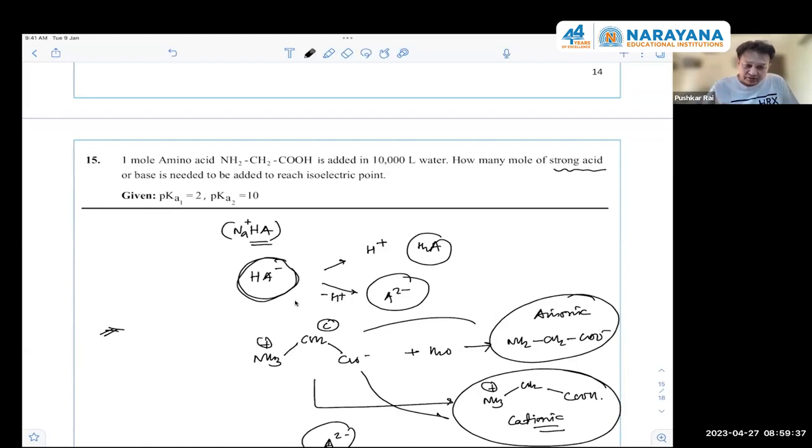Do you understand this point? You add amino acid into the water. Will you say that it is at the isoelectric point? You are only lucky if it approximately gets to the isoelectric point, but it is not exactly the isoelectric point. I already showed you this. Okay.